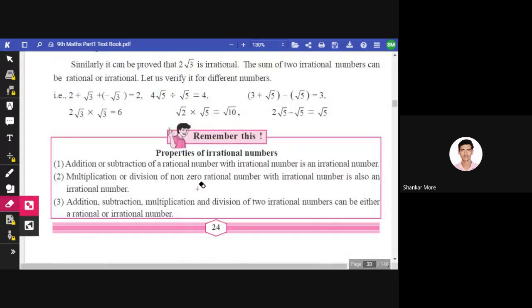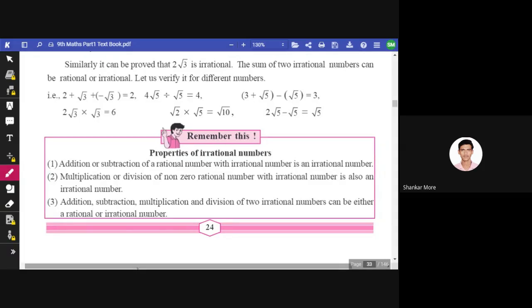Shall we take something from this? Okay, so properties of irrational numbers. We will go through these properties first. Addition or subtraction of rational number with irrational number is an irrational number, as I already told you. Multiplication or division of non-zero rational number with irrational number is also an irrational.